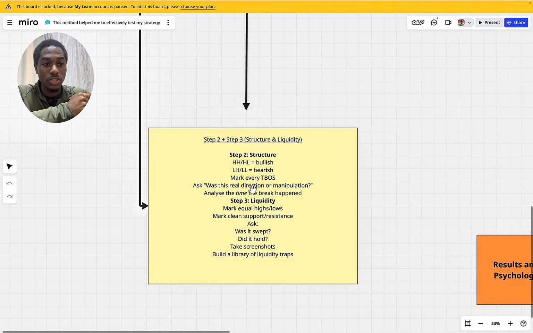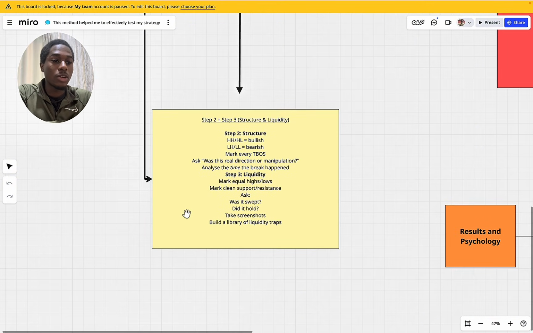Mark every single TBOS you see, mark where it came from, mark how the TBOS occurred and the times it occurred. Ask yourself, was this the real direction or was it manipulation? And analyze the time that the break happened, because we always want to be getting in after the manipulation move. We don't want to get stopped out by the banks. We want to be following what the banks are doing. So we want to always wait for the manipulation to happen before we get in, because this is when we realize that this is the true direction of the market and this is where the market actually wants to go. After TBOS, we use this to identify where the market actually wants to go.